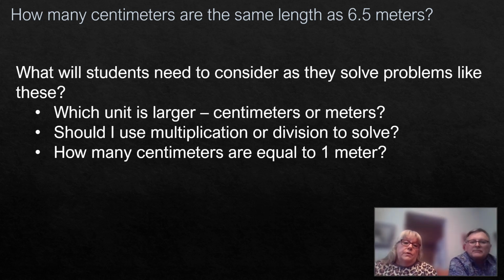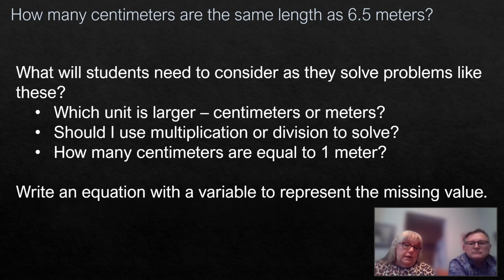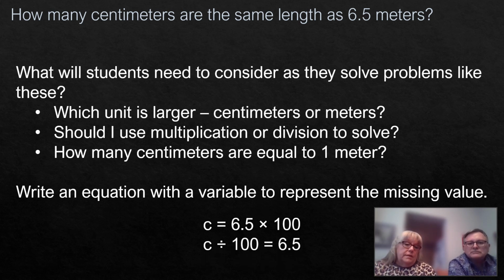Right. So then I have to figure it out by using an equation. Yes. And I'm going to use C to represent that missing value, centimeters. Right. And I know that I can multiply 6 5/10 times 100 to get that. I could also use the inverse operation. My centimeters divided by 100 is going to give me that 6.5. And in instruction, this also reinforces the idea of inverse operations with multiplication and division. I would want them to write both equations. Yes.